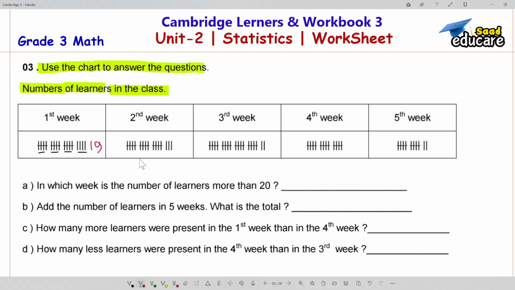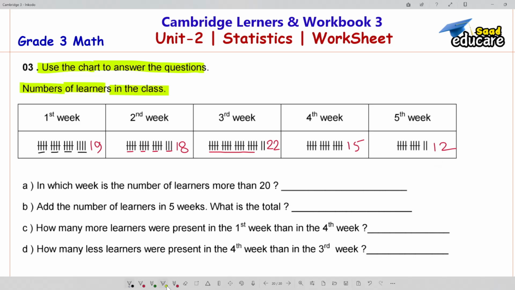However, second week 5, 5 is 10, 5 is 15, and here is 3, 15 plus 3 is 18. Third week 5, 5 is 10, 15, 5 is 20, and here is 1 and 1, it means 2, it means 22 students come. Fourth week 15, and fifth week only 12. Okay, so it's very easy.